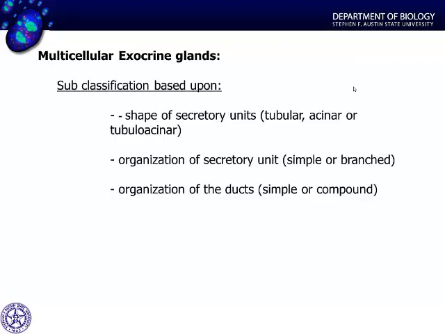So we've classified our exocrine glands, and even to a slight degree our endocrine glands, based on the shape of those secretory units: tubular, acinar, tubuloacinar, even corded in nature. But now we're also going to organize them based on the secretory unit. Is it a single tube or acinus, or is it multiple? And then we can also describe and classify this gland based on the organization of the ducts. Is it a single duct, or is it multiple in nature?